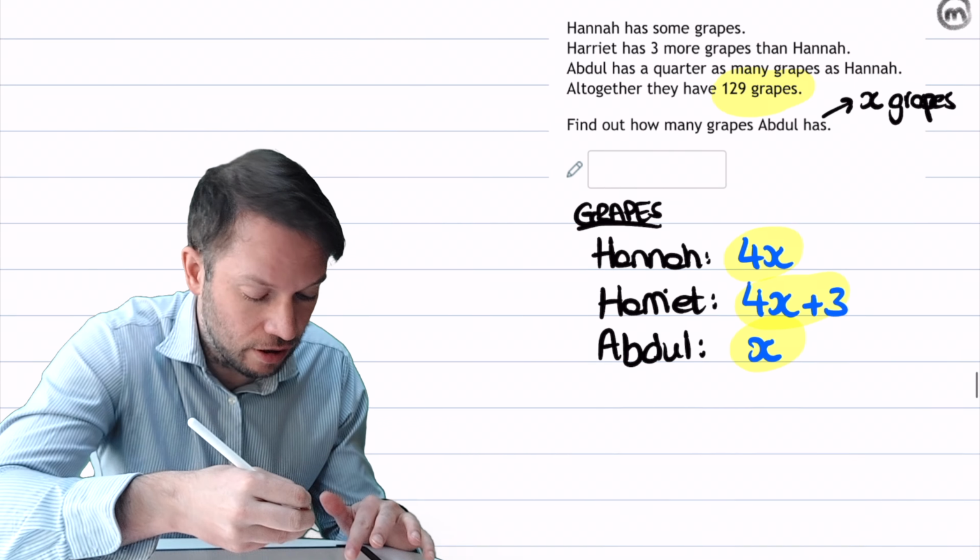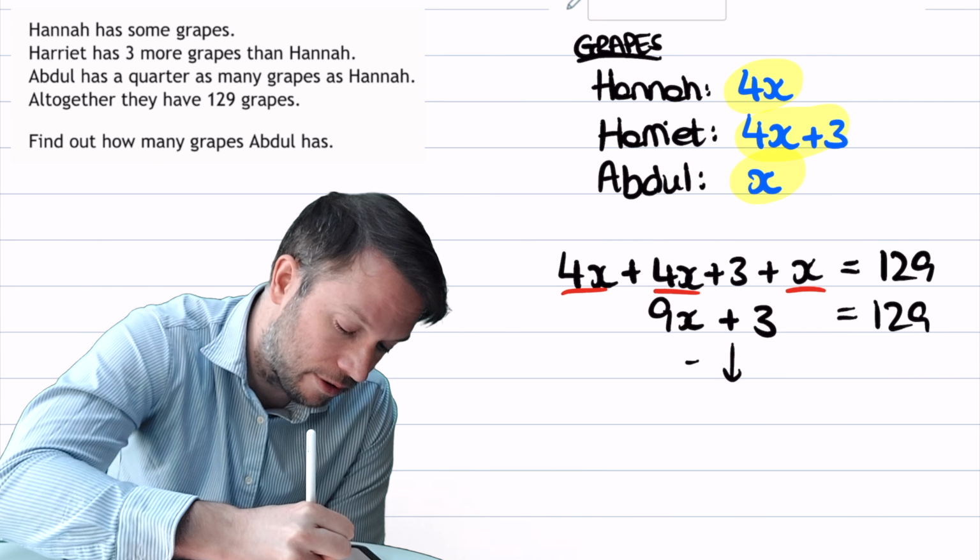Now I'm going to tidy up first by collecting like terms. We've got 4 lots of X plus 4 lots of X plus a lot of X. That's 9 lots of X. And then we've got the plus 3 is equal to 129. Now let's think what's happening to the X and undo that stuff. So X has been multiplied by 9. Then we added the 3. We undo that last thing we did of add 3 by subtracting 3 to cancel it out.